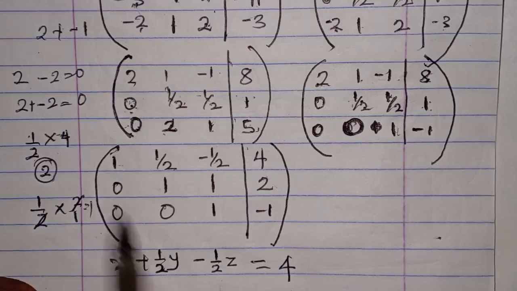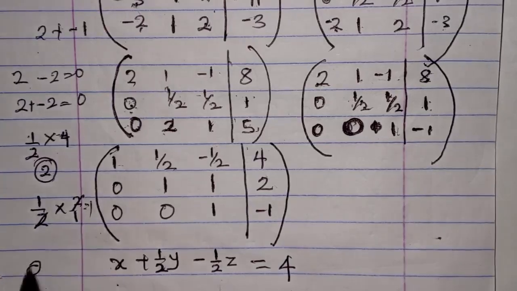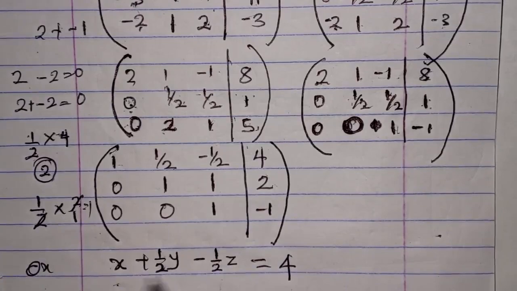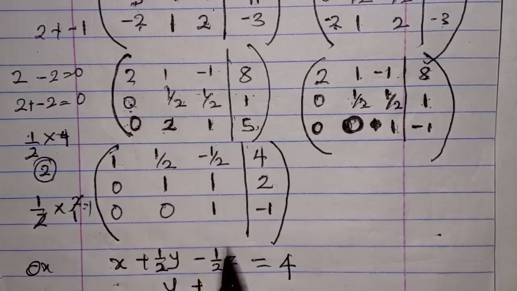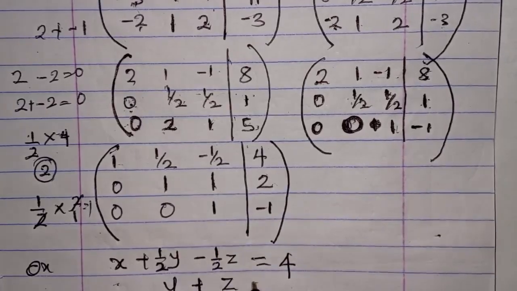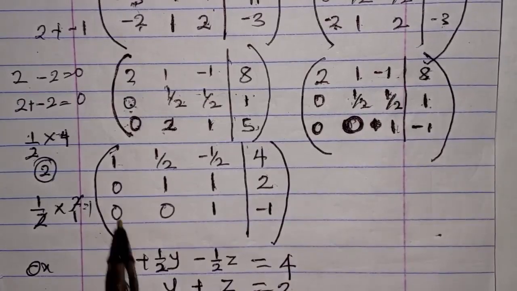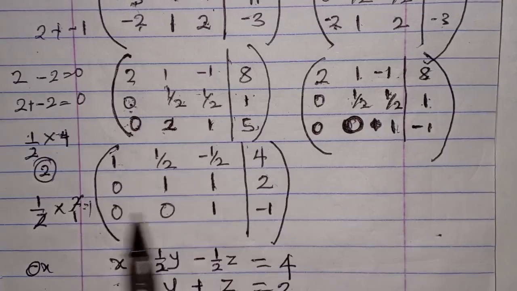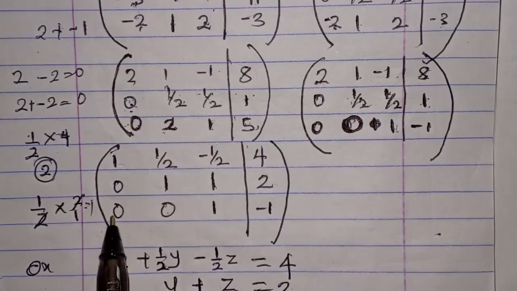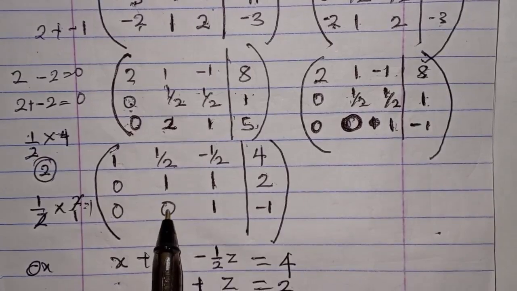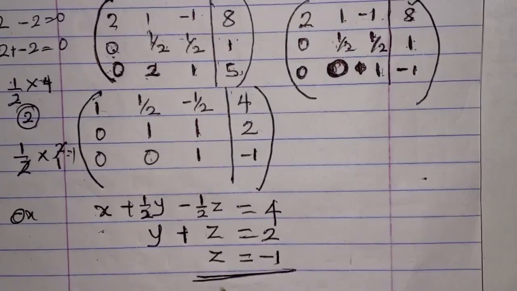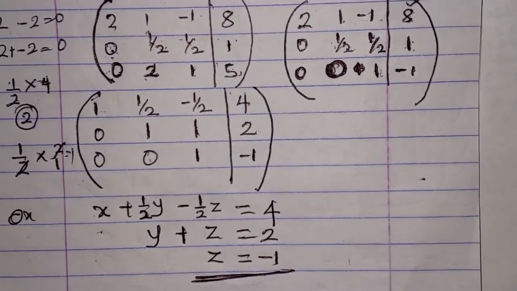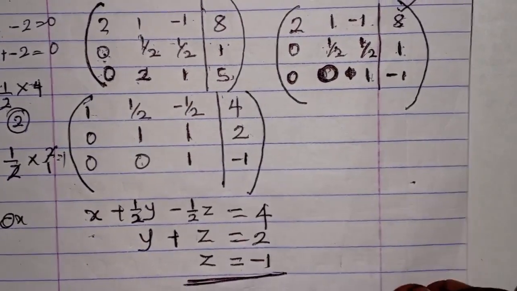For x here it is 0. That means there will be no x here, because 0x is 0. So that one's out. Then we have 1y, which is y, plus 1z, which is z, equal to 2. 0, 0. That means there will be no x, there will be no y. Because 0 times x is 0, 0 times y is 0. So I'm just having 1z, that's z, which is equal to minus 1. You can see that z has come out of the equation already. Z is equal to minus 1. So z is already out of the equation.